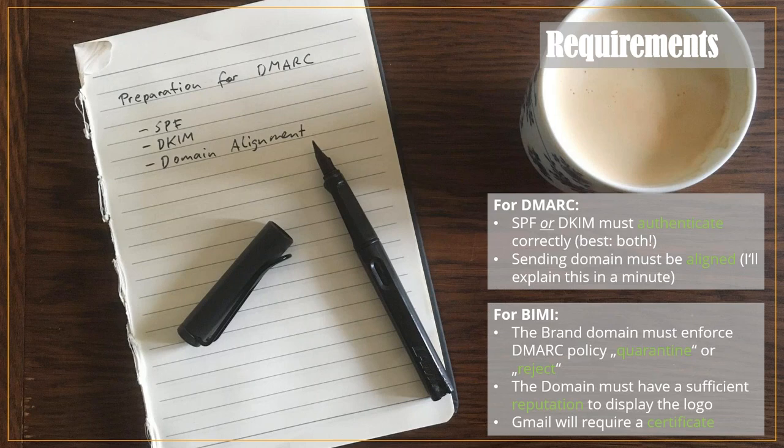That's a technical requirement for DMARC, so that we can have trust. And BIMI requires that trust, and it requires it on the brand domain, not just the subdomain, on the brand domain, the parent domain, if you want. We must have a DMARC policy. And secondly, we also need good enough reputation. And Gmail, as I mentioned, will require a certificate on top of that.